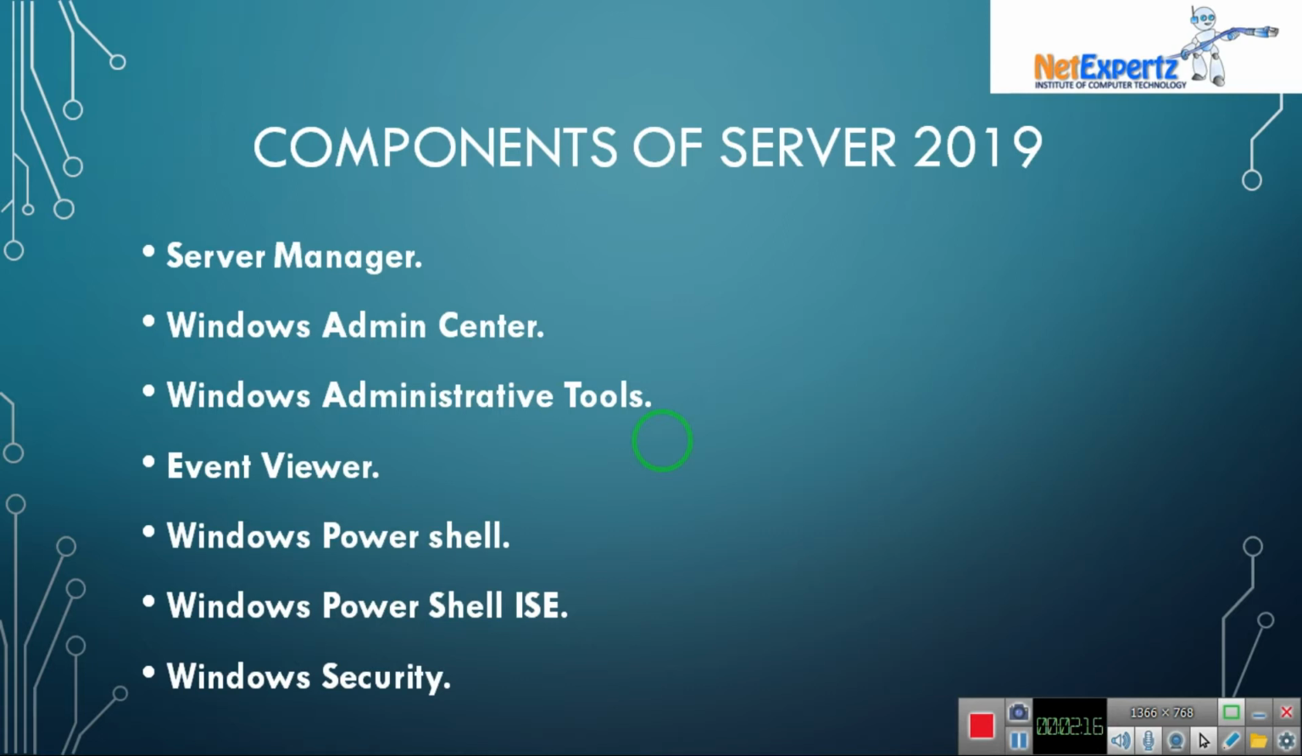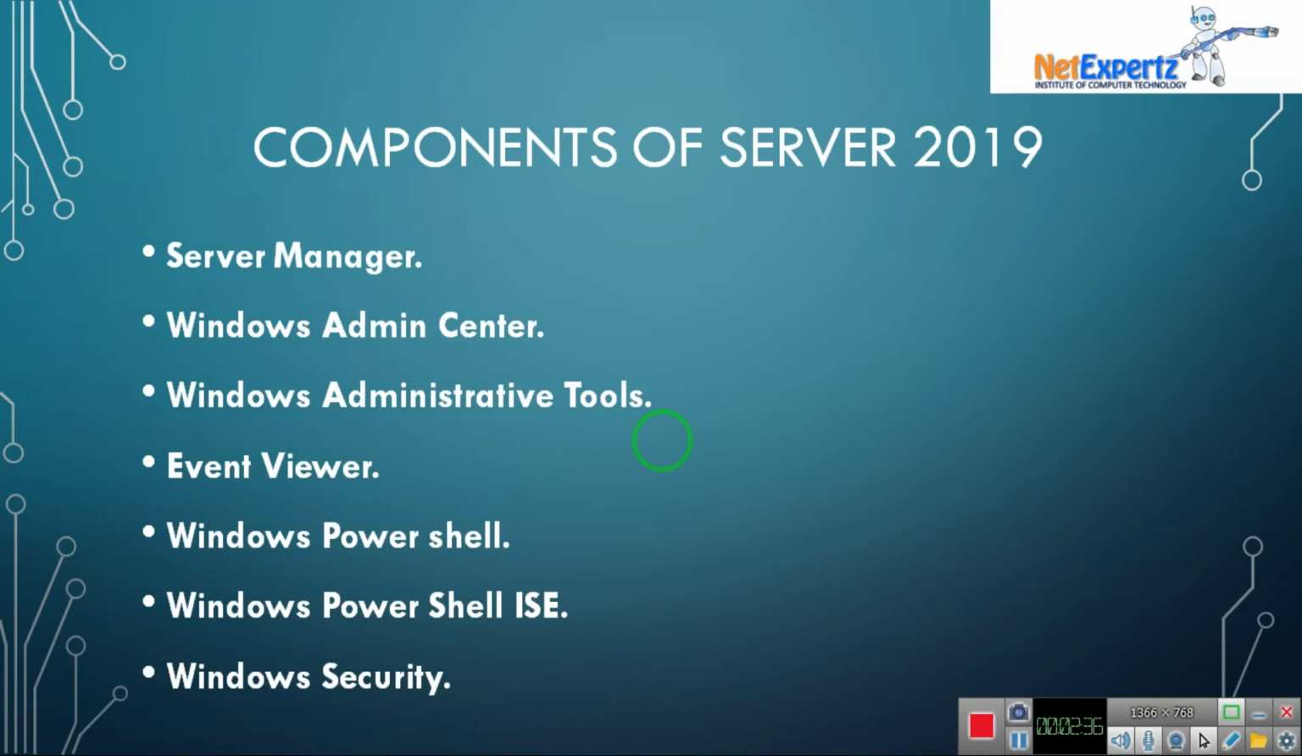Next we have Windows Administrative Tools. Whatever services you install, you can manage with the help of Windows Administrative Tools. Like if I install DHCP services, with the help of Windows Administrative Tools we can manage DHCP services as well, DNS services as well, AD services as well, like this.